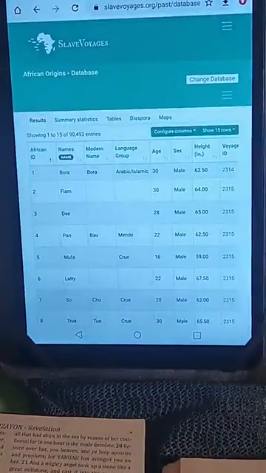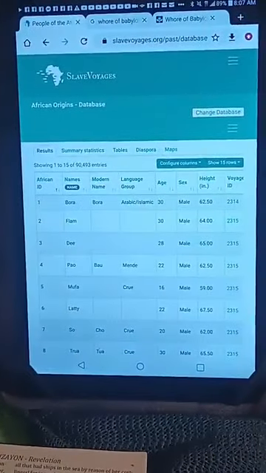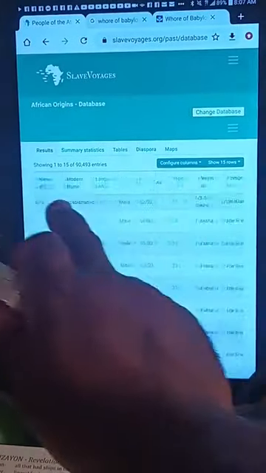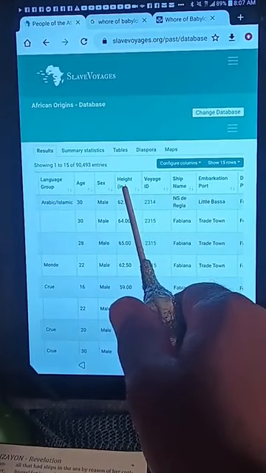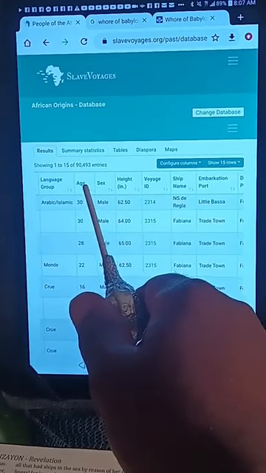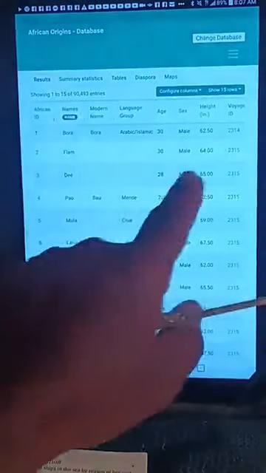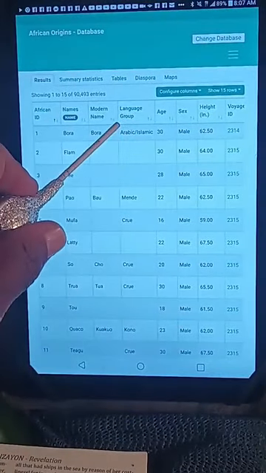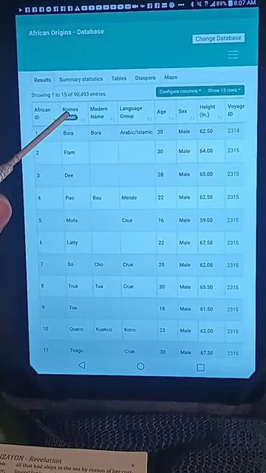So this is the slave trade website called Slave Voyages. And it tells you what ship the slave was on, how tall they were, whether they were male or female, how old they were. What group they came from and language and what their names were. Their modern name versus their Hebrew name.